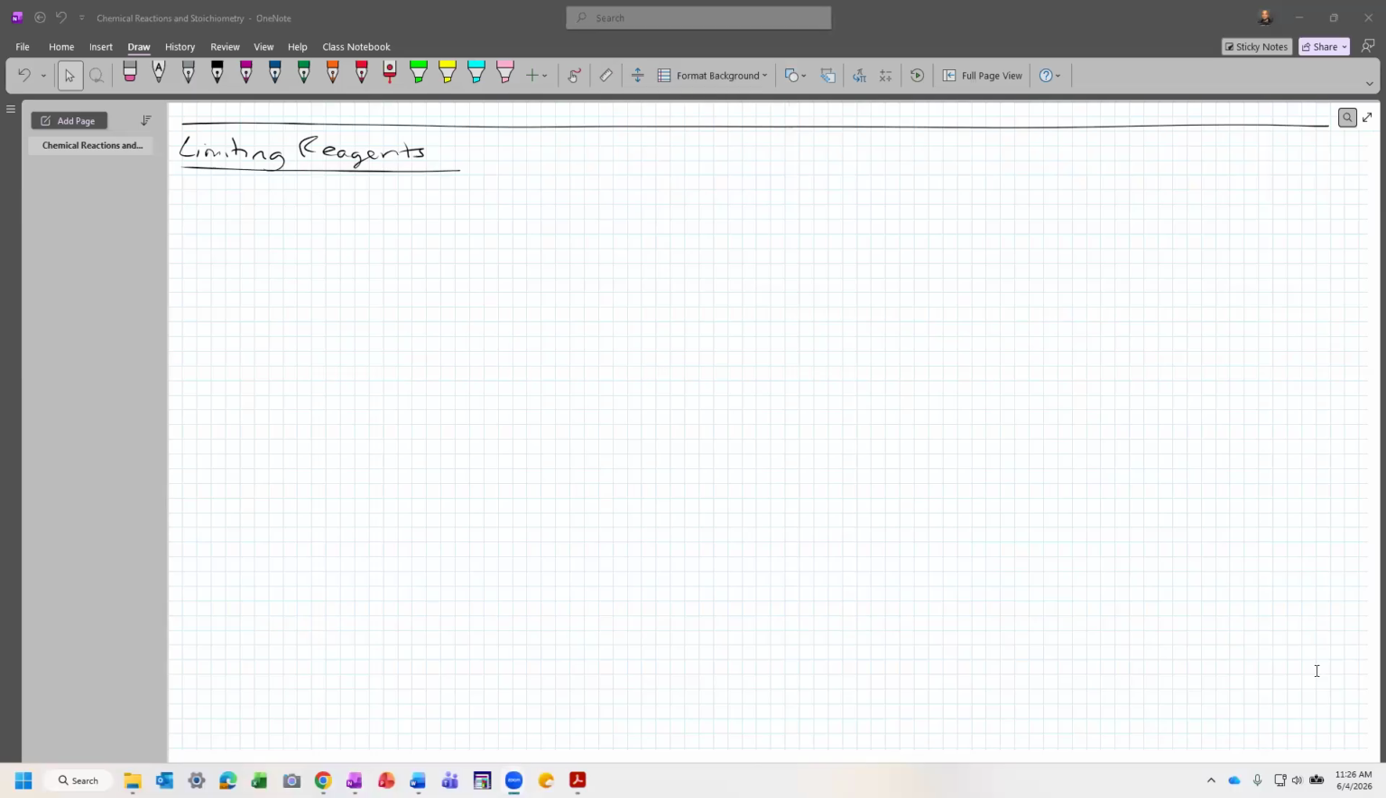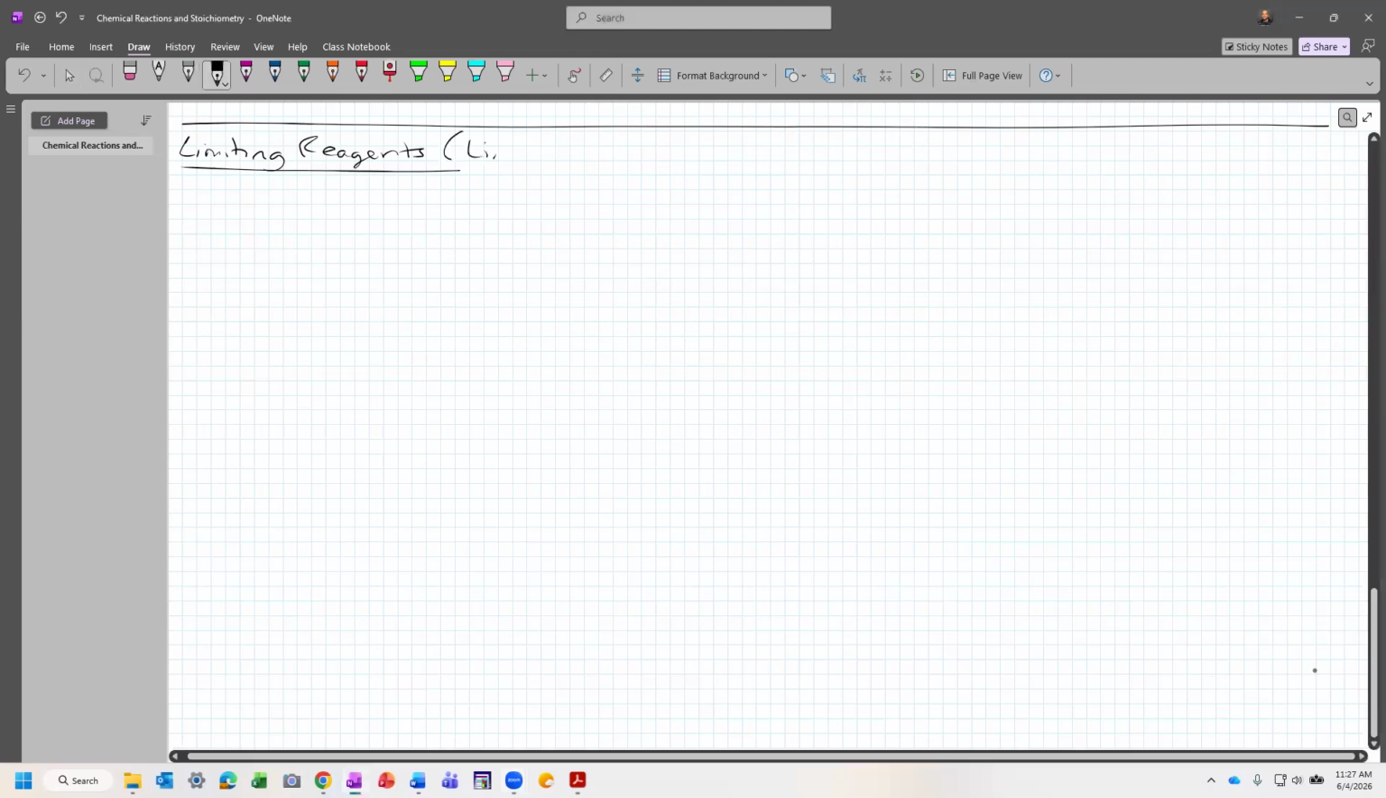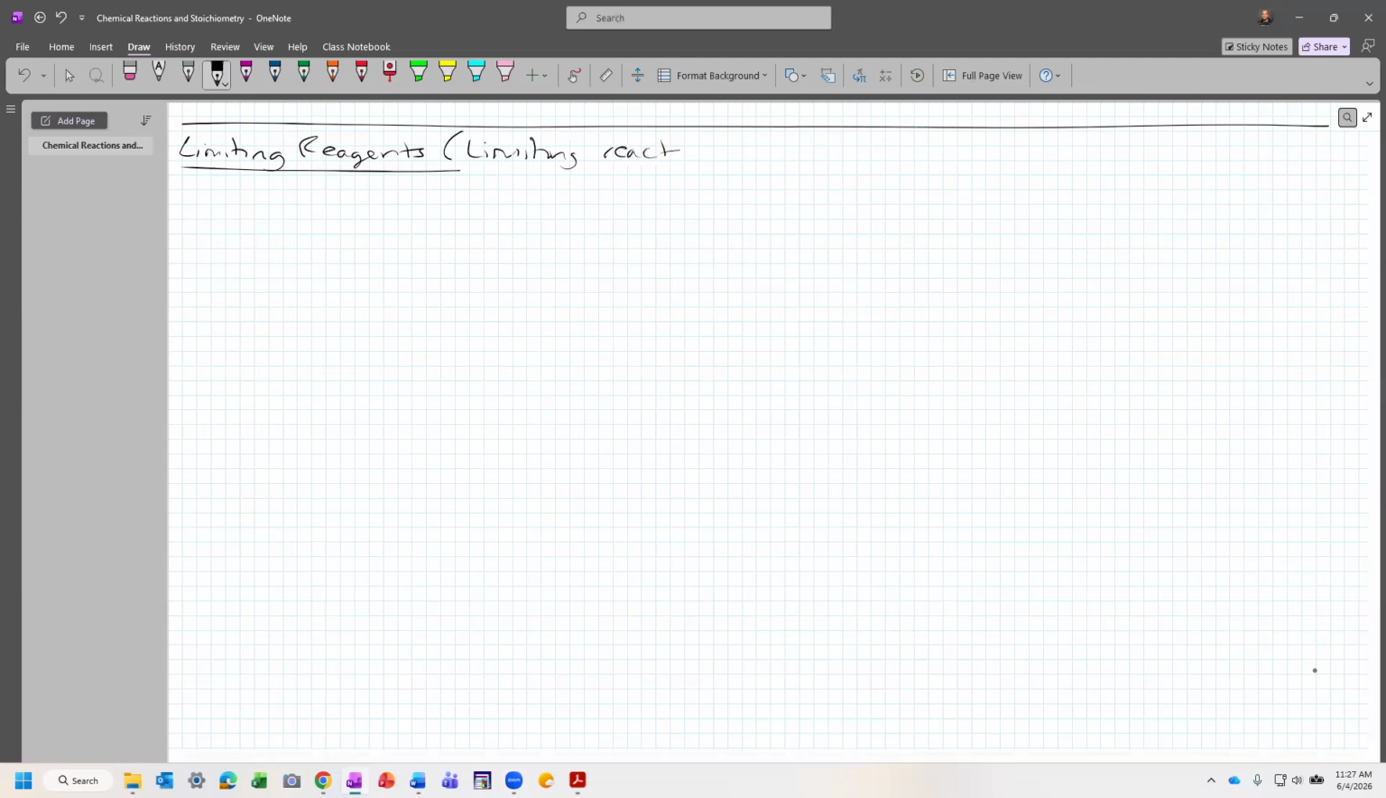All right, so the next thing we're going to take a look at, which is just an extension of stoichiometry, is the idea of limiting reagents, and some other concepts that kind of flow from that. So just generally, when we talk about limiting reagents, sometimes it's called limiting reactants, or sometimes they're abbreviated as LR.